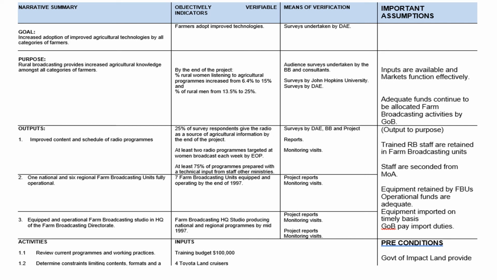This one has got 3 outputs, 1 purpose, 1 goal. So here is a case where they have used a different term for outcome and used the term purpose, and they've used the term goal instead of impact. Again, some agencies do that. Second column has the indicators. Third column, means of verification, and the fourth column, the assumptions. You do not need to put numbers into the first column, the narrative summary. The numbers can go into the indicator section.